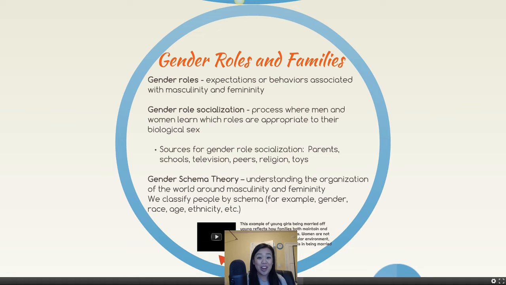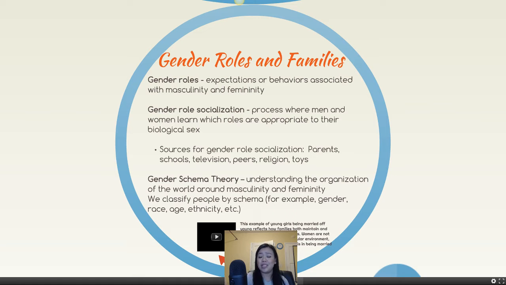If you've ever been to the toy aisle in Target, I used to say Toys R Us, but now we don't have Toys R Us. Very sad day. But if you go to the toy aisle in Target, there is a very definitively feminine and masculine aisle, right? We have decided for children what toys are okay for boys to play with and okay for girls to play with, right?